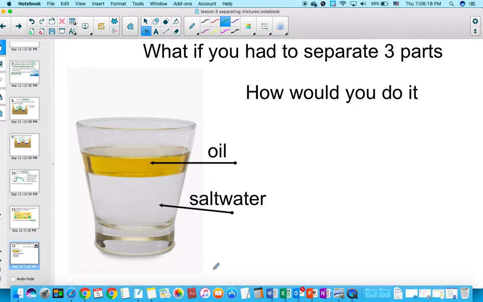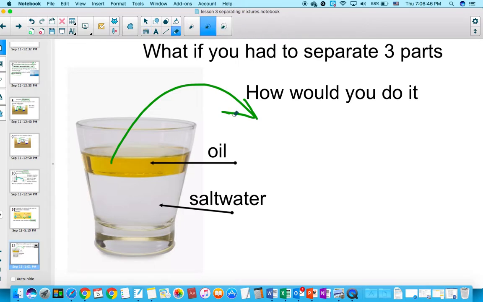So, salt water and oil. Well, you may first think, I'll just pour out the oil and then boil the salt water. Well, the problem with that is, how can you be so sure you've removed all that oil? Right? How can you be so sure that some of the salt water doesn't pour out with the oil? Nobody's perfect with pouring that liquid. So it's not a really precise way to separate these mixtures. One thing you could do is distill this mixture, right?